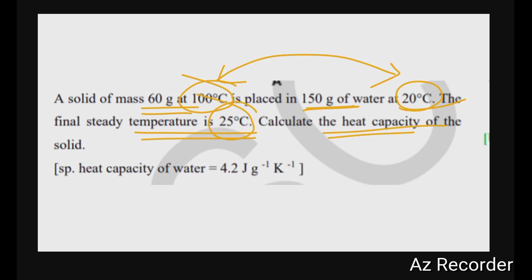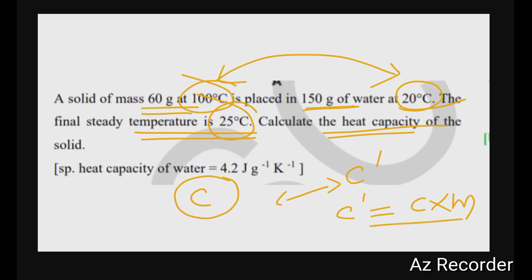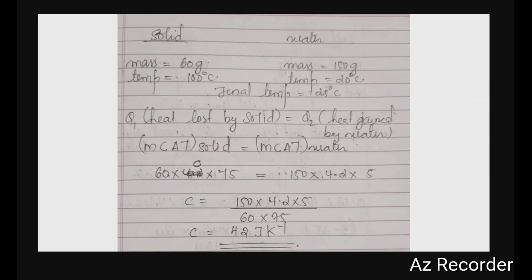Heat capacity, we know, is C dash. What we are going to do is first we will calculate C. C is called the specific heat capacity. We have already discussed the relationship between heat capacity C dash and C. We know that C dash is equal to C into mass m. So first let's calculate the value of specific heat capacity C and then we will move on to calculate the value of heat capacity.